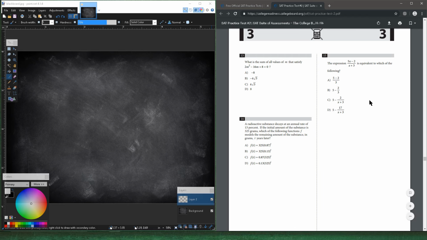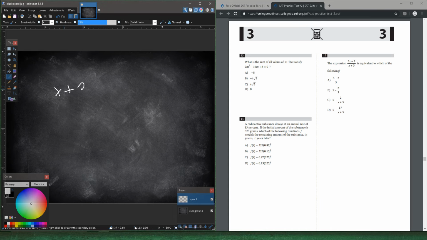The expression 5x minus 2 divided by x plus 3 is equivalent to which of the following? Since this can't be divided into an actual number, A is not true, and B is not true, because you can't just take out the x. It doesn't work like that. So what you want to do is have x plus 3 divided by 5x minus 2.